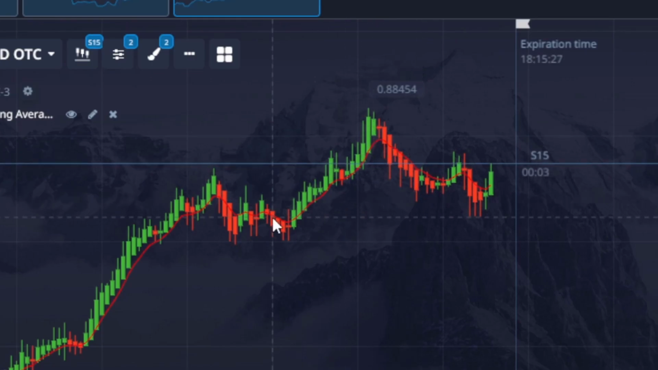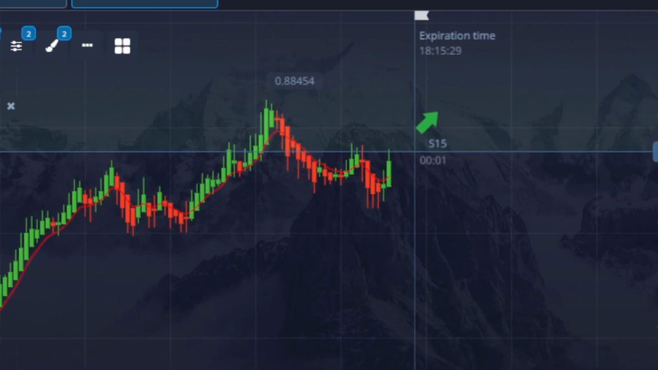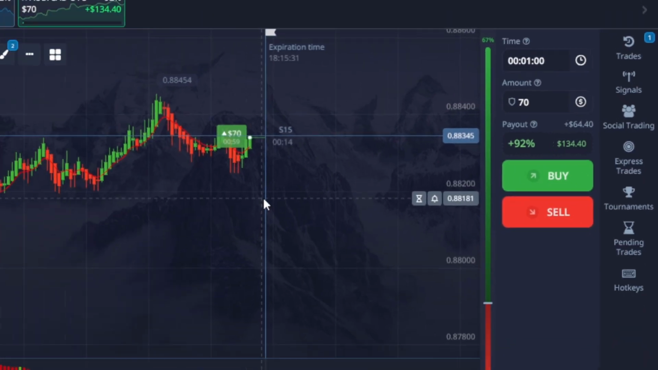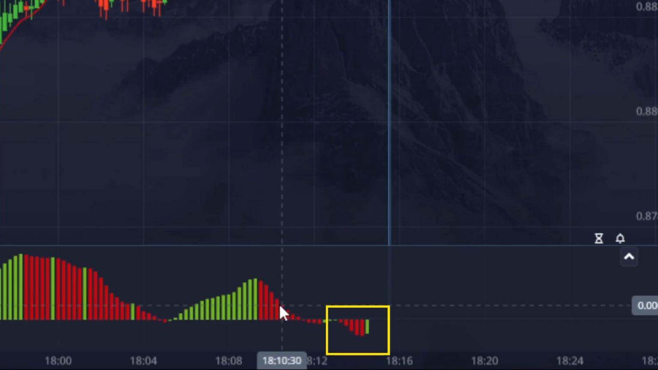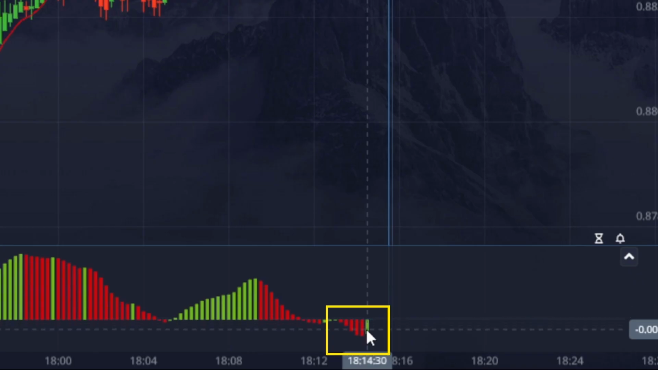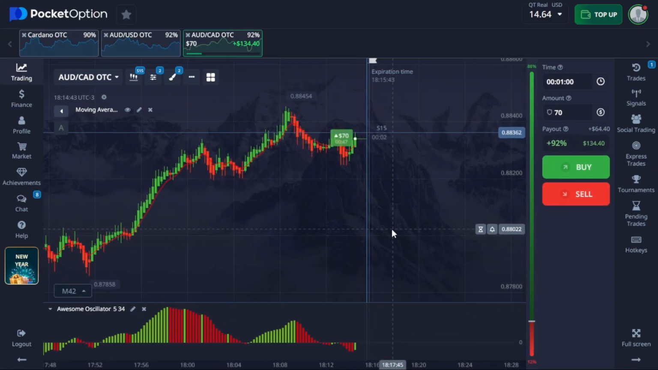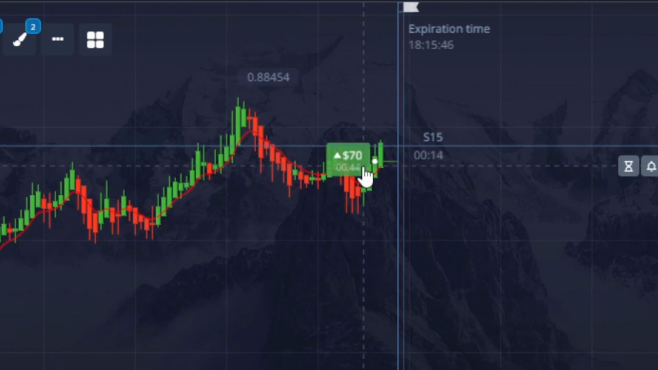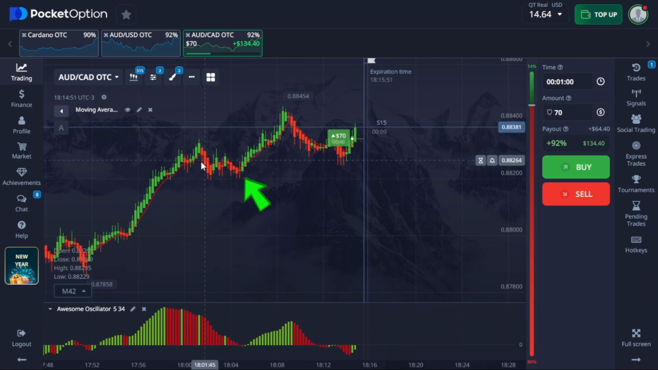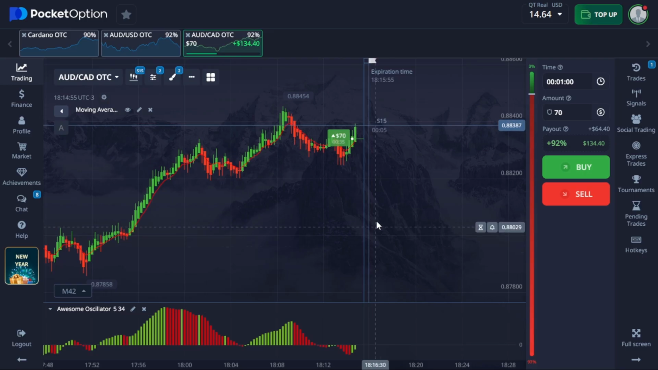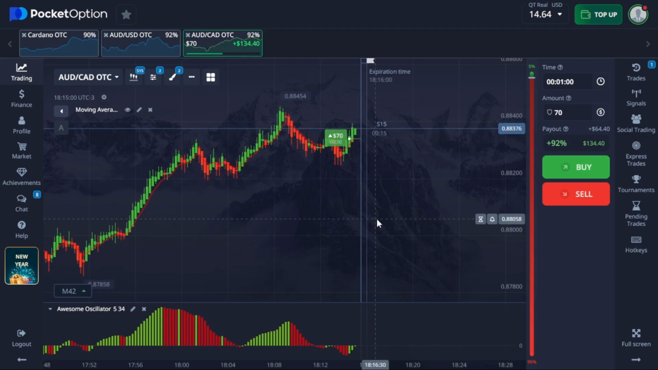We have a possible entry right now on AUD/CAD OTC. It's seen bullish despite recent falls. Enter bullish on AUD/CAD OTC, guys. The oscillator shows a green valley, and we have 2 candles above the average, indicating bullish momentum. Let's wait to see if this position will be a win or we're gonna lose this. Okay? Let's wait for this and pay attention to the awesome oscillator and the downtrend or the uptrend.